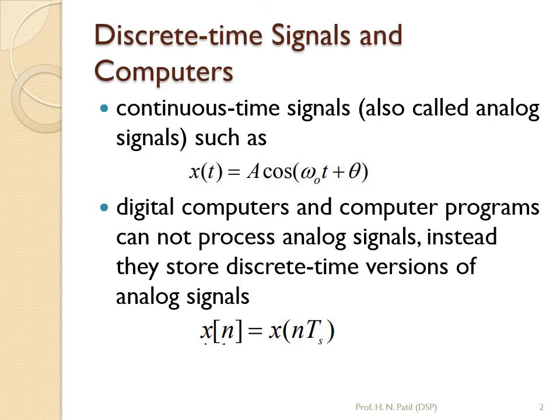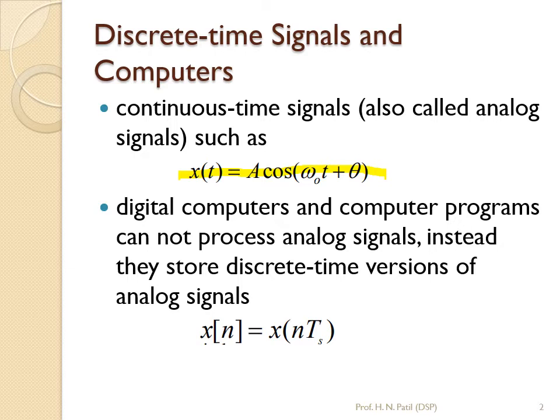Any continuous time signal, which may be represented as an analog signal as well, cannot be processed by digital computers. Now let us consider an equation with x of t is equal to A cos(omega 0 t plus theta). In this equation, t represents the continuous time. Omega 0 is equal to 2 pi f, and f represents the frequency in hertz.